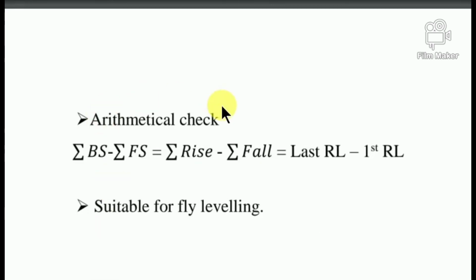Then we have three arithmetical checks here, that is summation of backsight minus summation of foresight equal to summation of rise minus summation of fall equal to last RL minus first RL. And this rise and fall method is suitable for fly leveling. Now I have discussed with you only simple leveling and differential leveling, but we have other types of leveling like profile leveling, cross-sectional leveling, fly leveling, check leveling, etc. For this you can refer the Anwesha book.